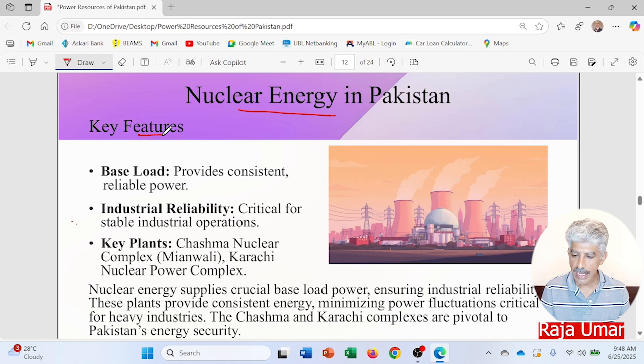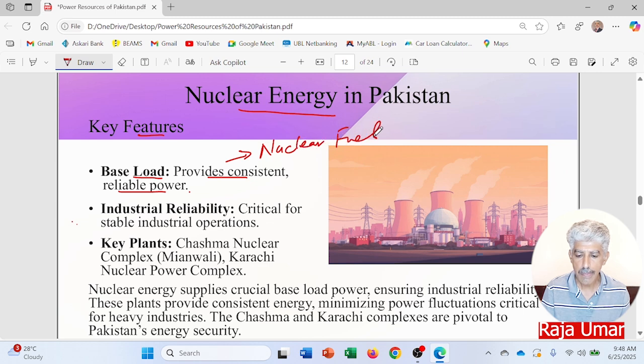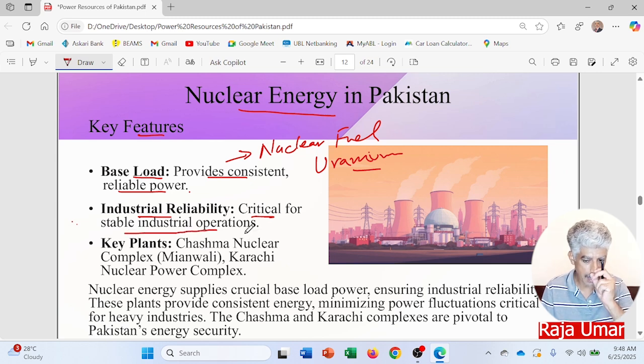And what are the key features of this nuclear power in Pakistan? Base load, that is that it provides consistent reliable power to us, as we have sufficient nuclear fuel available, and that is uranium. Industrial reliability, critical for stable industrial operations, as the energy which is produced through nuclear means is quite consistent and it provides the energy in sufficient amount.